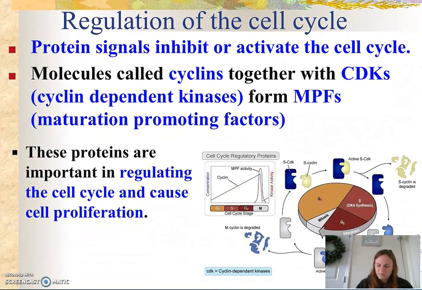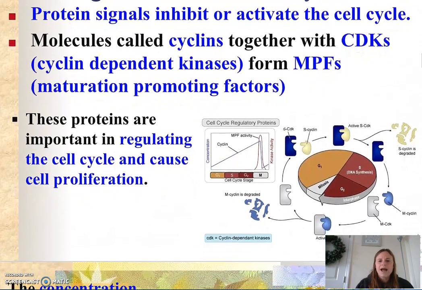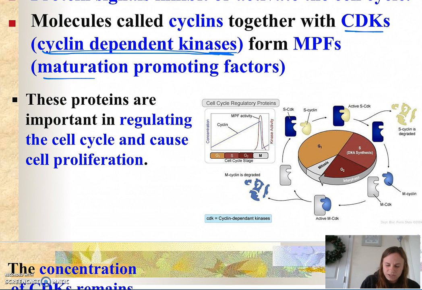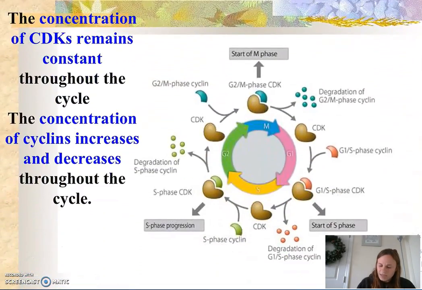It's regulated by different protein signals, which either inhibit or activate the cell cycle. Molecules called cyclins, together with CDKs, or cyclin-dependent kinases, kinase, remember, enzyme, form MPFs, or maturation-promoting factors, where the proteins are going to regulate the cell cycle and cause proliferation. So how exactly do these molecules work? Well, the concentration of the CDK, the cyclin-dependent kinases, remains constant throughout the cycle, but the concentration of the cyclins increases and decreases throughout the cycle.